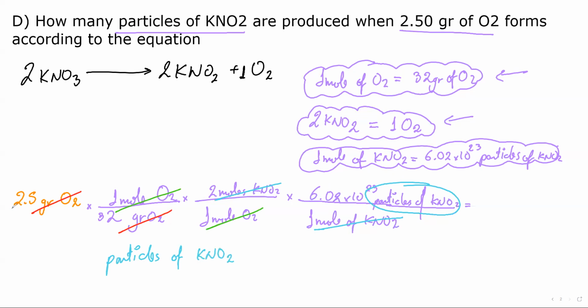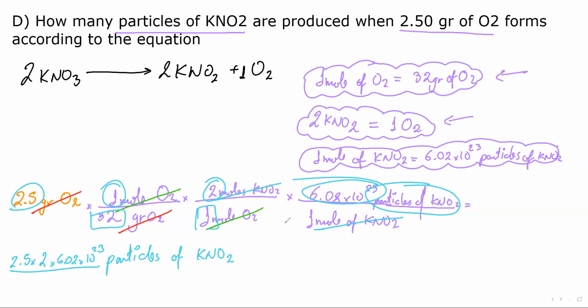So on the top, you have 2.5 times 1 times 2 times 6.02 times 10 to the 23. So let's put that on top. 2.5 times 1, you don't need to put that times 1, times 2 times 6.02 times 10 to the 23. And what do you have on the bottom? 32, 1, and 1. You don't need to put the 1, so just put the 32. You go to your calculator. 2.5 times 2 is 5 times 6.02. That's 30.1 divided by 32.